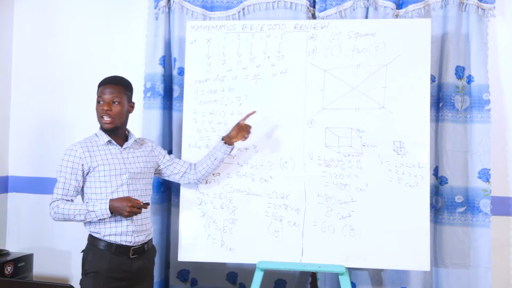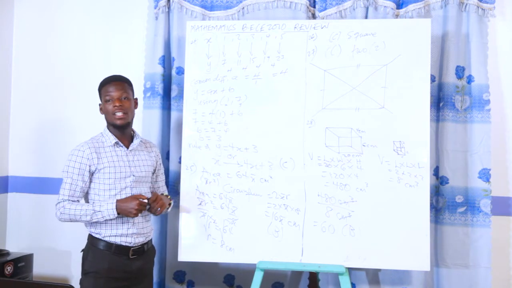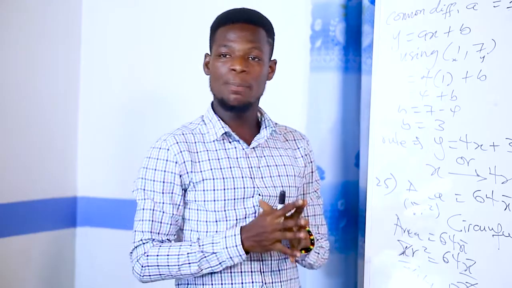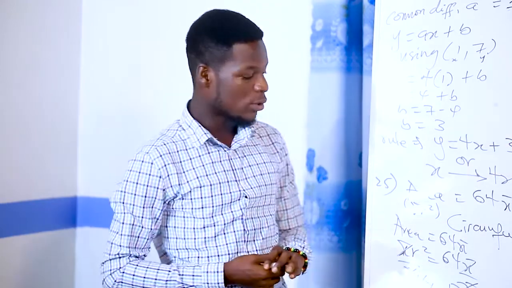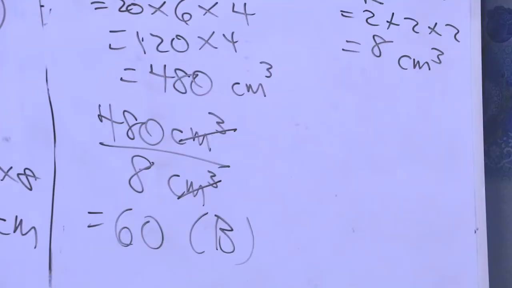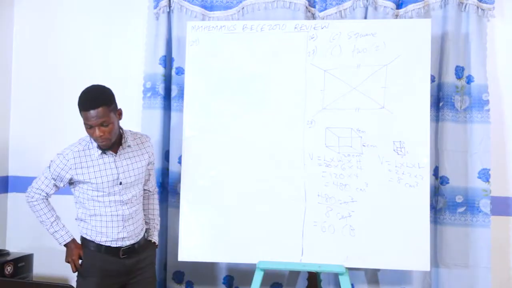60 of the cubes of 8 cubic centimeters each to fit perfectly into the rectangular box. So that's our answer for question 28. All right, so we continue with question 29.